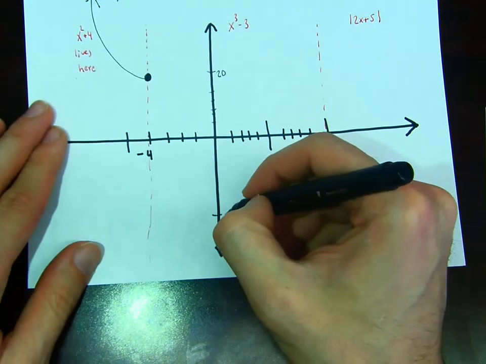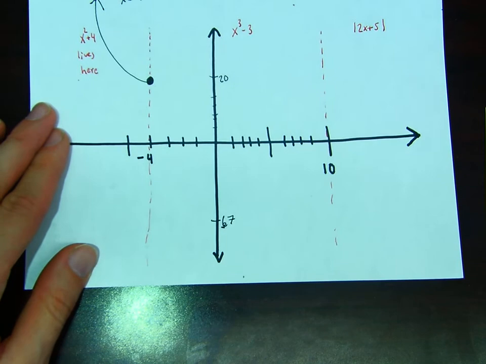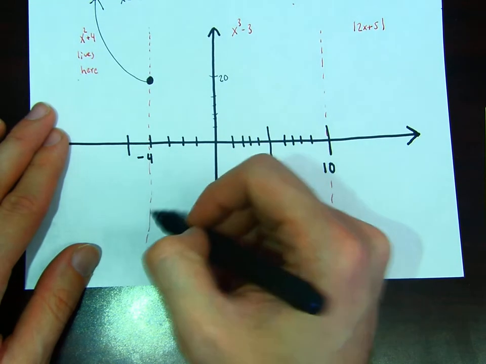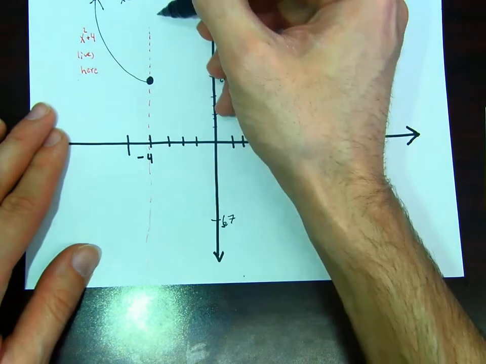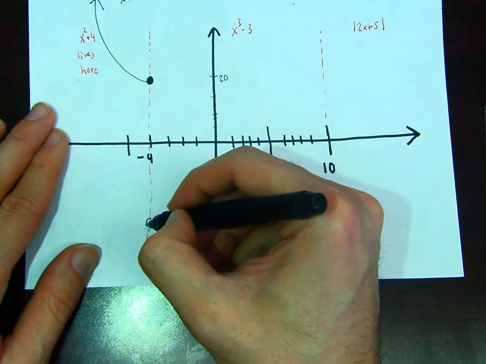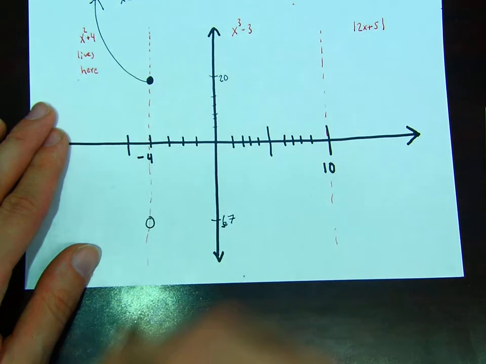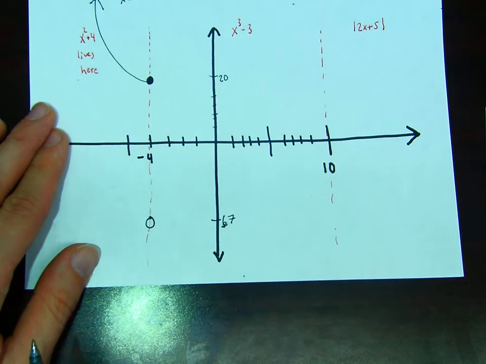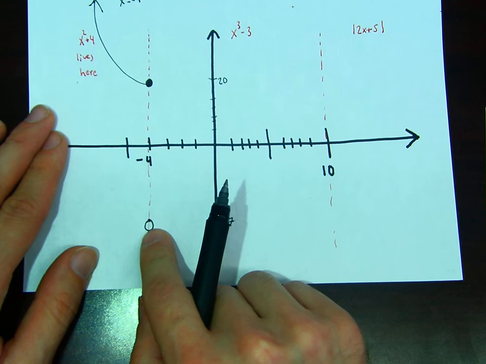So yeah, it should be negative 67. So where is negative 67? Let's say it's somewhere down here. And notice we're still at x equals negative 4, so notice that if this is the line or the boundary, we're gonna have a circle here, and the question is open or closed.